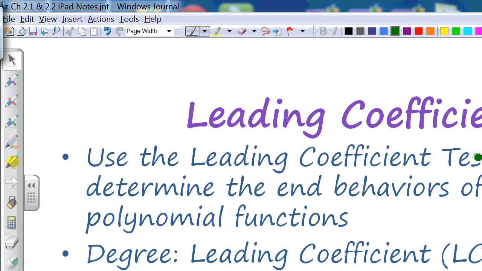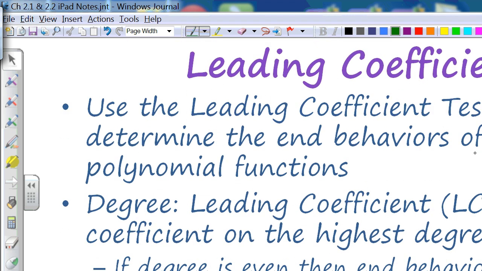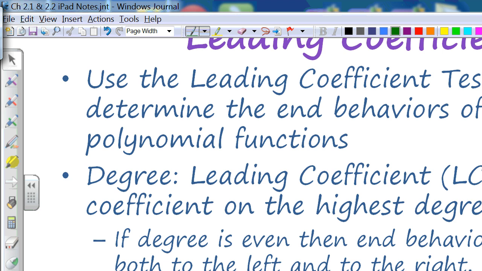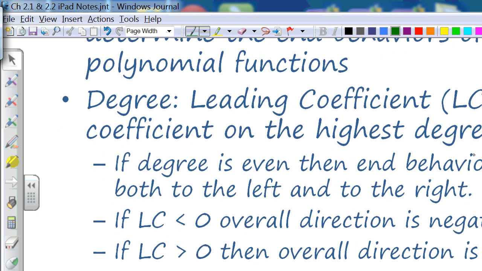All right, so leading coefficient. Use the leading coefficient test to determine the end behaviors of graphs of polynomial functions. So we have to know degree, and we have to know the leading coefficient. All right, a leading coefficient is the coefficient on the highest degree term. We've already talked about what that was. If the degree is even, then the end behavior is the same both to the left and to the right. If the leading coefficient is less than 0, overall direction is negative. If leading coefficient, that's what we've just been talking about, is positive, then overall direction is positive.